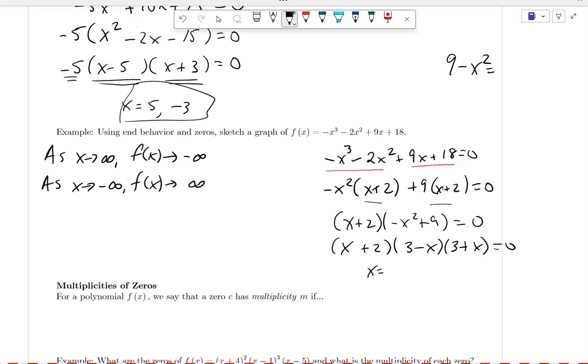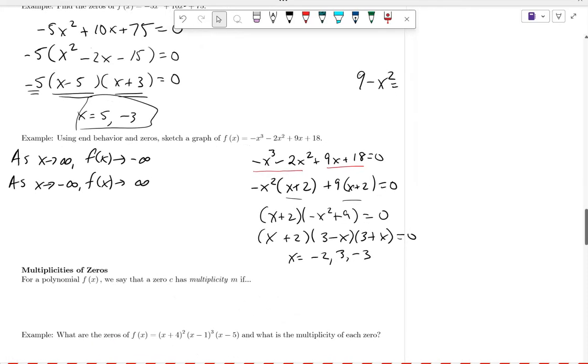What makes the first factor equal to 0? And the second one? And the next one? Good. So there are our zeros. Okay. We'll do this off to the side. Are we okay with the zeros?